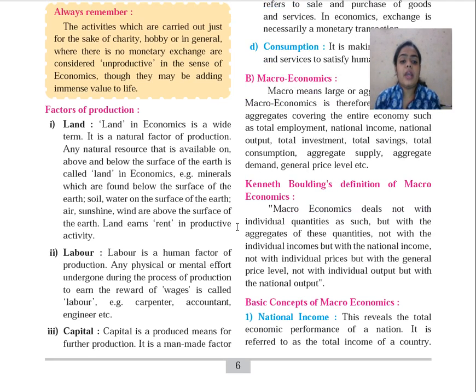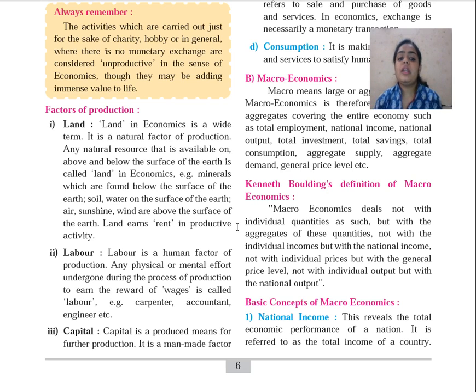Further, now we have labor. Labor is a human factor of production. Any physical or mental effort undergone during the process of production to earn the reward of wages is called labor. Example, carpenter, accountant, engineer, etc. So, what do you mean by labor? Labor is a human factor of production, any physical or mental effort undergone during the process of production to earn wages.